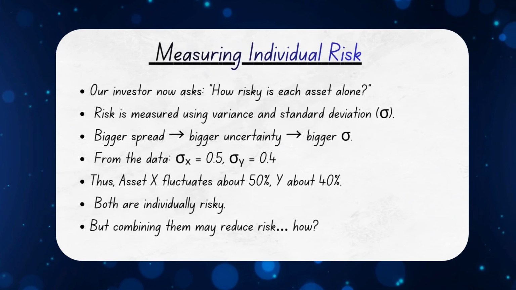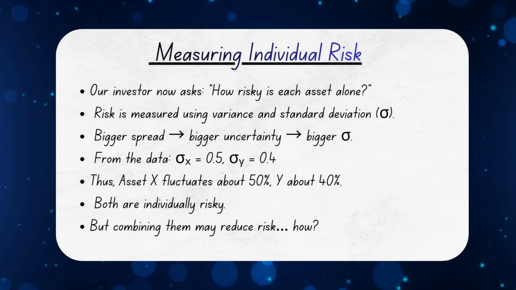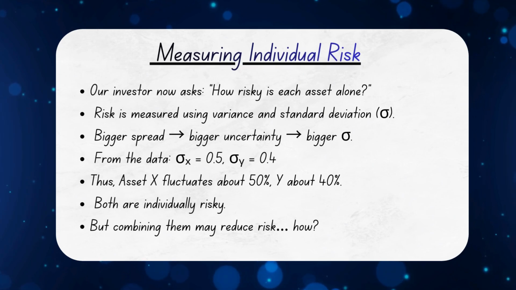Risk is measured using standard deviation, which tells us how much prices fluctuate. Here, asset X has a volatility of 0.5, meaning 50% swings, while asset Y has 0.4 or 40% swings, so individually both are quite risky, especially X.